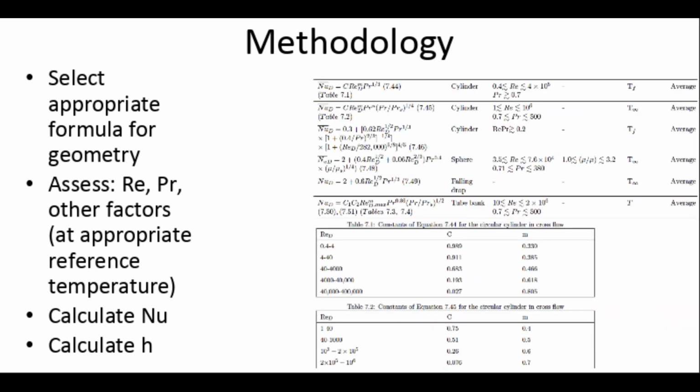Then you assess Reynolds, Prandtl, as you can. You're going to see in this formula, for example, cylinder says Reynolds of D, so you have to calculate Reynolds of D. You have to calculate Prandtl. Maybe other factors. Sometimes the formula will say, for this Reynolds, use this formula; for this other Reynolds, use another formula. So you assess that, and based on that formula, you plug and chug, and you get Nusselt. And then based on Nusselt, you calculate H.